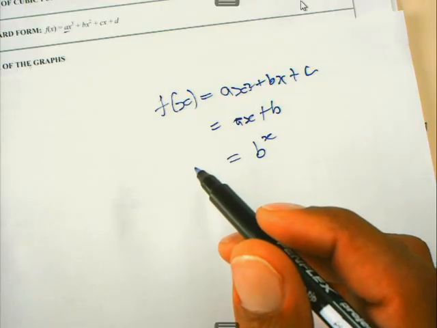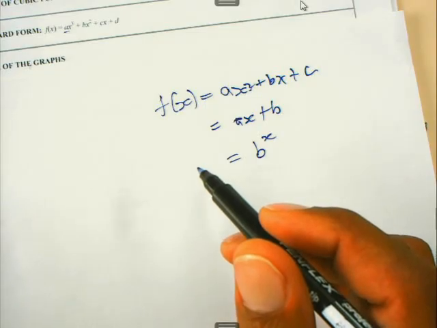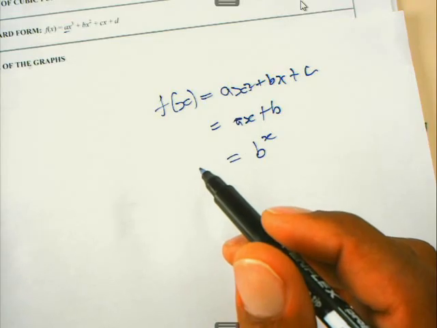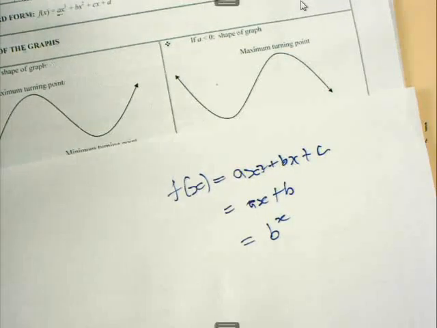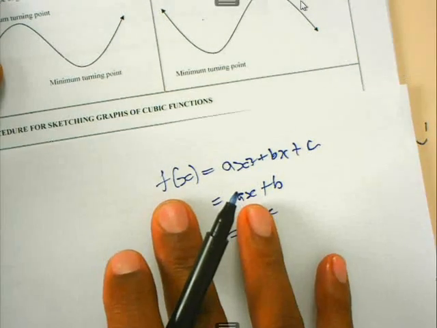If a is greater than 0, then the function will increase first, and we're going to start with the maximum turning point, which is very, very important. I think that is the first thing that you must look at. Now, the second one is the procedure for sketching the graph of the cubic functions.